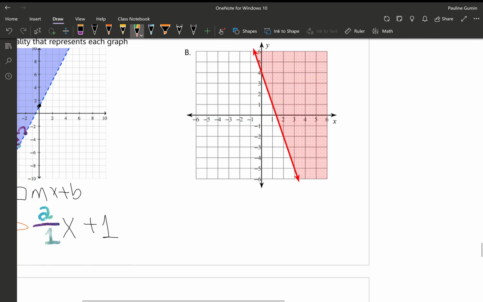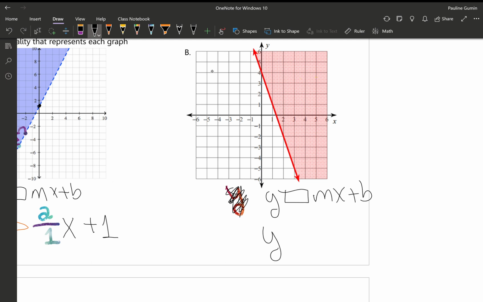Let's do the same thing for the next problem, and hopefully we have a little less of a hard time with this. All right, so once again, I'm just going to cross this off because I don't want to make it load. We have Y, some sort of symbol, an MX, and a B. So we start off with Y, and now let's determine our symbol.